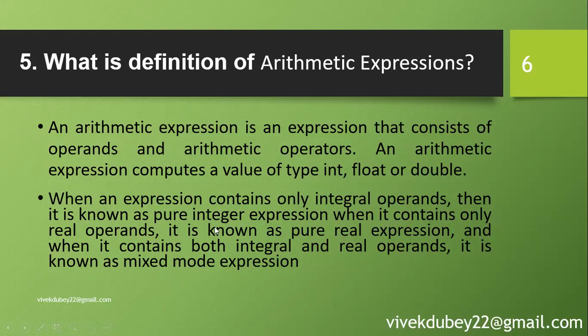And when it contains only real operands, it is known as a pure real expression. For example, x is equal to 2.5 plus 3.1. And when it contains both integral and real operands, it is known as a mixed mode expression. For example, c is equal to 2 plus 2.5. So 2 is an integer, 2.5 is a real. So such an expression is known as a mixed mode expression.